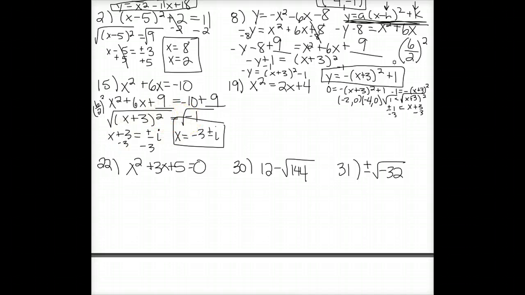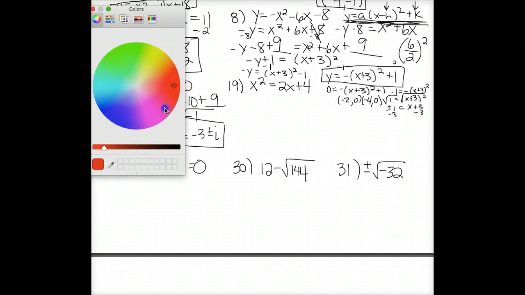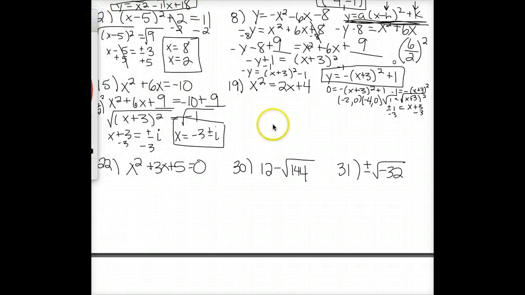I don't know why my color wheel isn't working. I'm selecting different colors, but it's still writing in black, so I'm not sure. Sorry that it's kind of all running together. I usually like to use different colors.